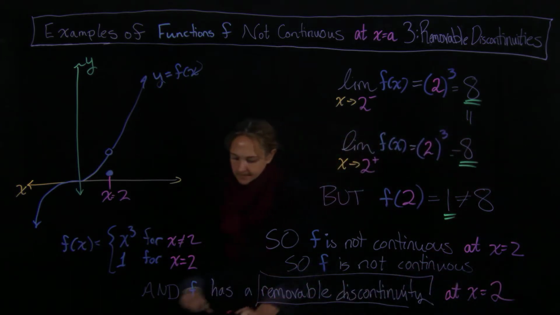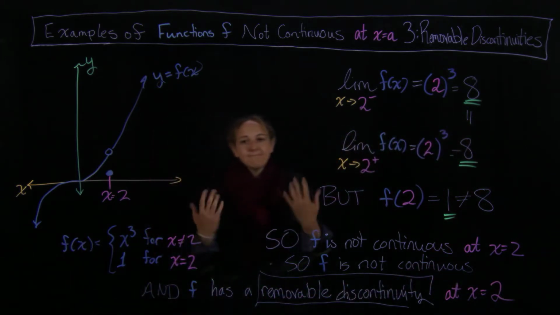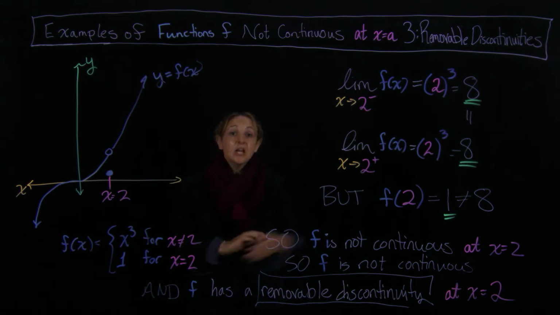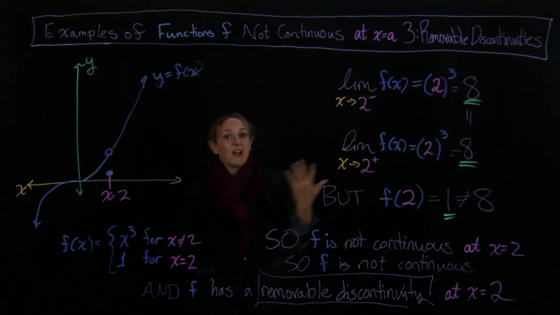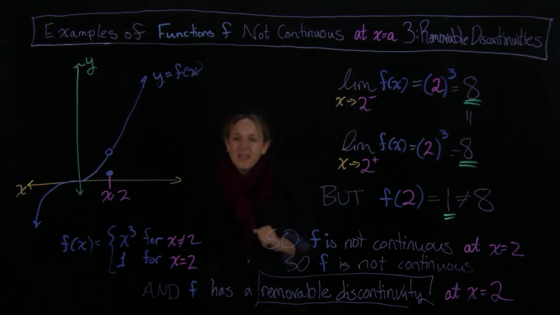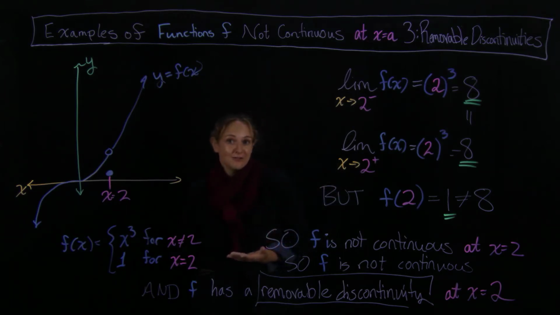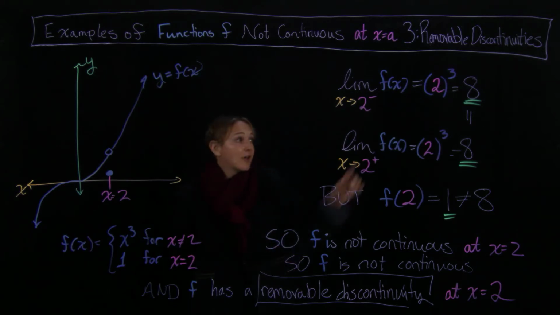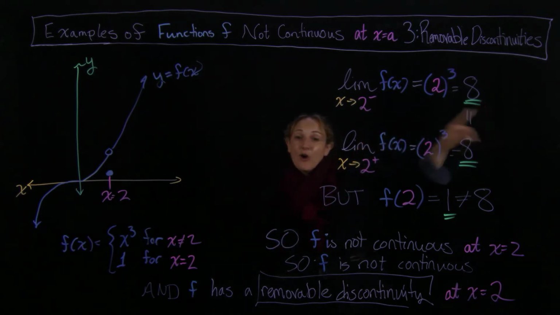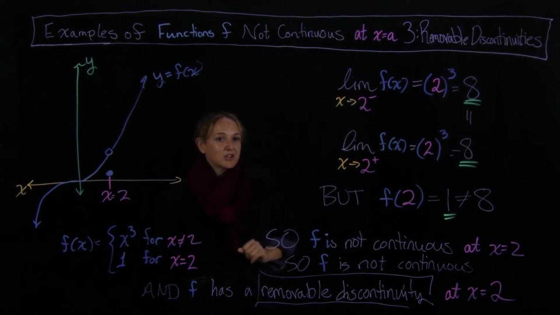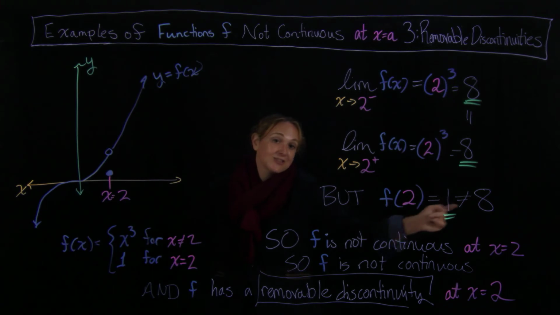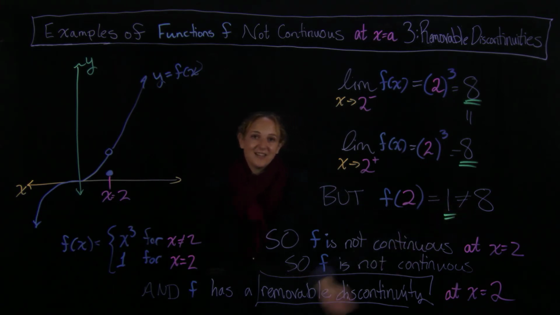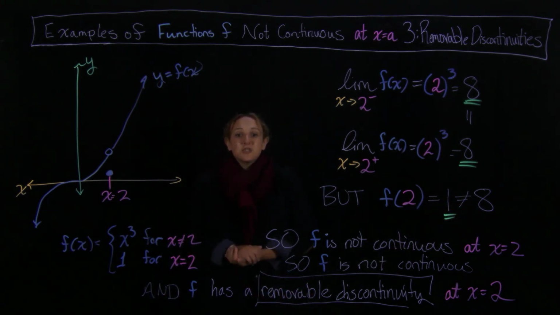With a removable discontinuity, you could have the left-hand limit, where the values of x are less than a, which is 2 in this circumstance, and the right-hand limit, where the values of x are greater than a, which is also 2 here, be the same, as they were here. But what makes it a removable discontinuity is that the value of f at 2 is different, so it's not that same value 8. Okay? So I hope that made some sense, and I will see you in the next lecture.